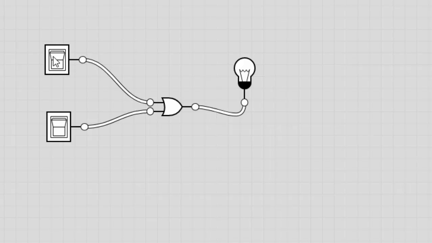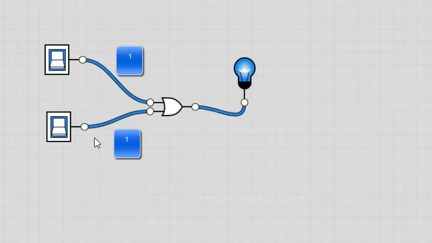So let's try just A. We try A, we see we get an output of 1. What if we just try B? We get an output of 1. What happens if I turn on both of them? That should work as well, and you can see we have an output of 1. Going through those trials, let's go back and fill out our truth table.